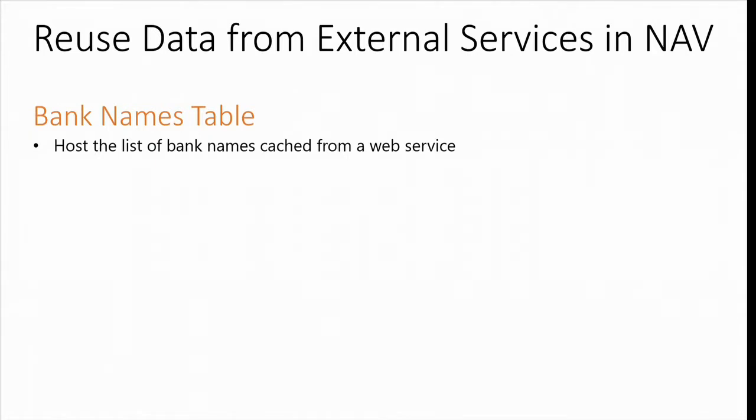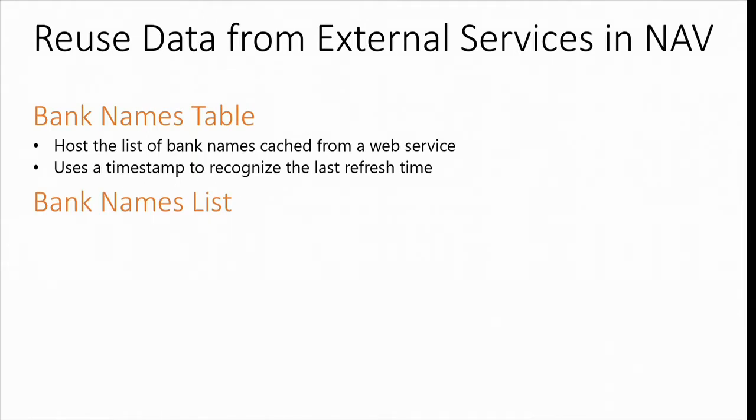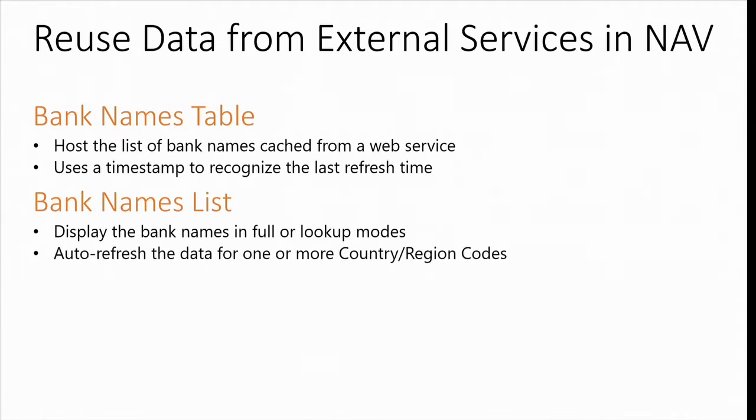So the data is stored in a table in NAV, like any other table, and it is time-stamped, so it's easy to figure out if it is outdated or fresh. And it gets displayed to the user through a list page. That list page works in a regular mode, like all other list pages, or in lookup mode, when they need to use that from the bank account card. The page is going to offer the chance to refresh the data the moment it detects that the data is outdated. Otherwise, the user is always going to have the option to refresh the data the moment they need to.